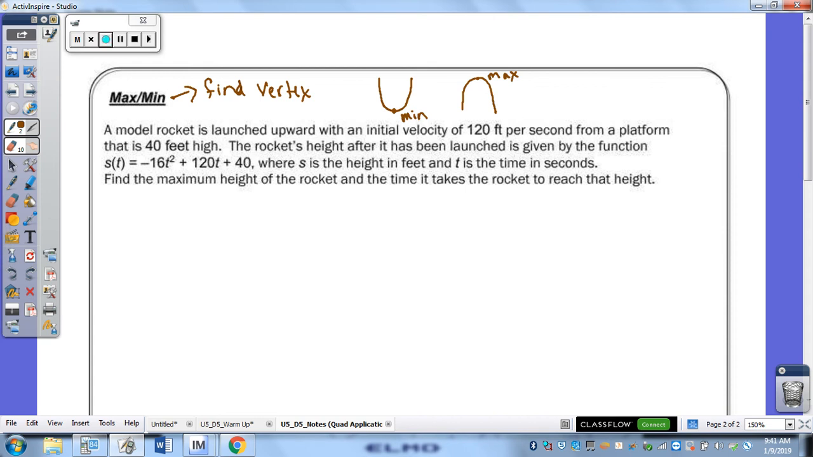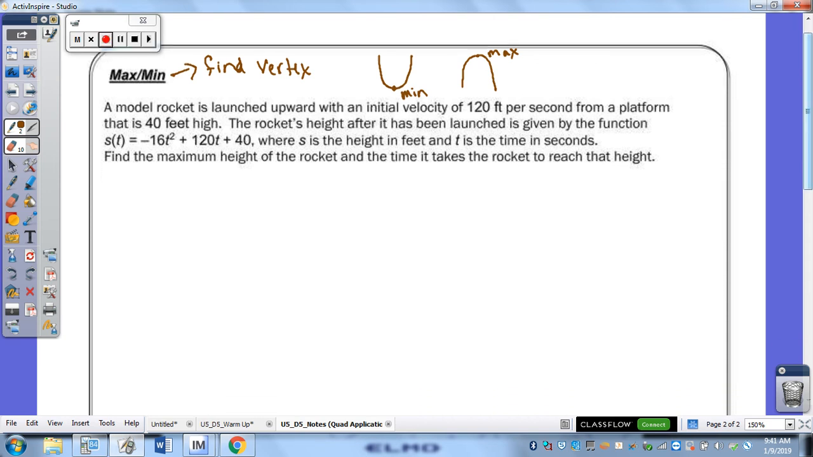So here we have a rocket is launched upward with an initial velocity of 120 feet per second from a platform that is 40 feet high. So what that means is we've got a little platform here that's 40 feet high. And then our rocket gets launched up, and then it comes back down. So my green is my rocket's path. Goes up, and then it comes back down.